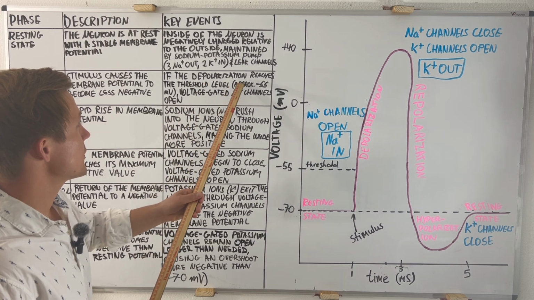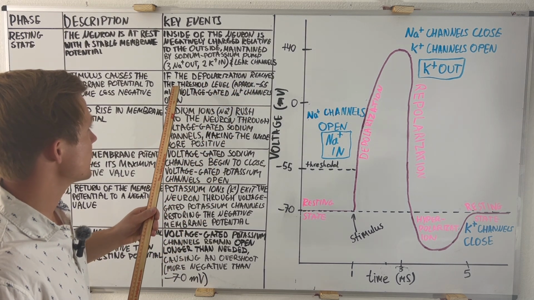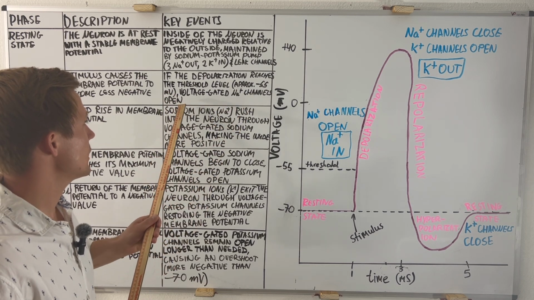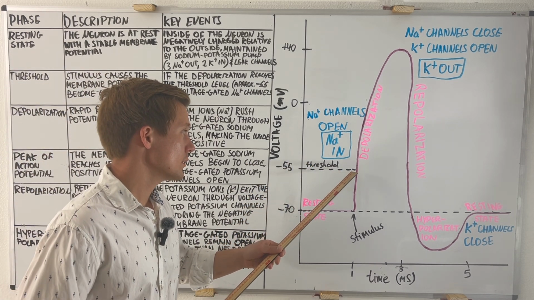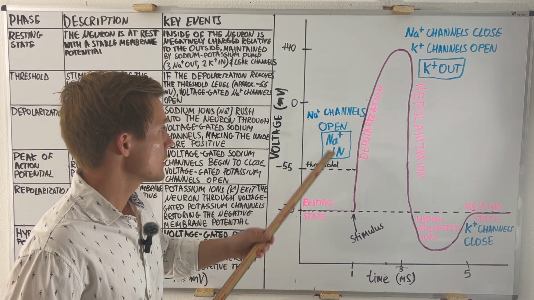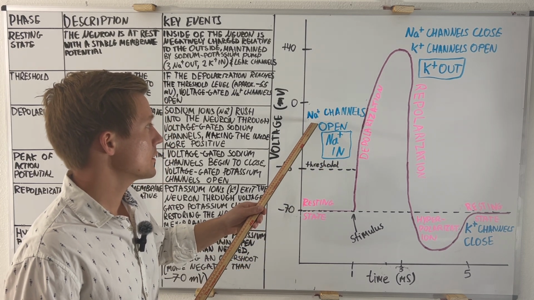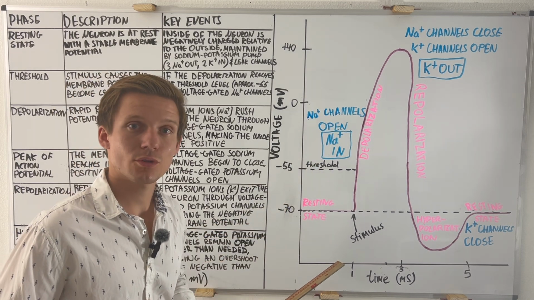If the depolarization reaches the threshold level, approximately -55 millivolts, voltage-gated sodium channels will open. And so once we reach the threshold level, once again, the membrane will become less negative, and sodium channels open, and sodium rushes into the neuron.